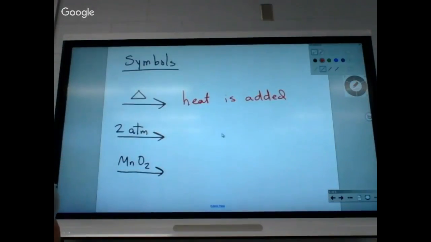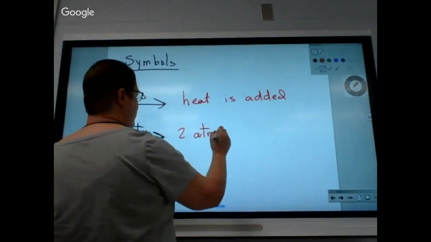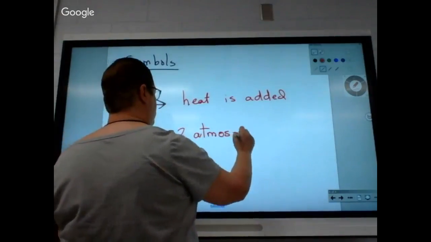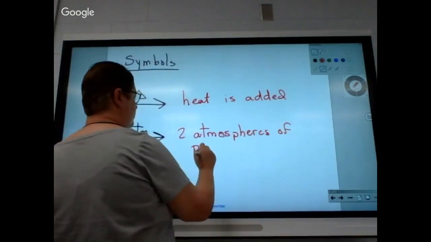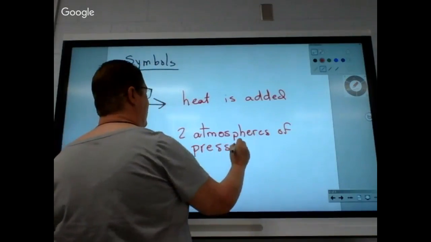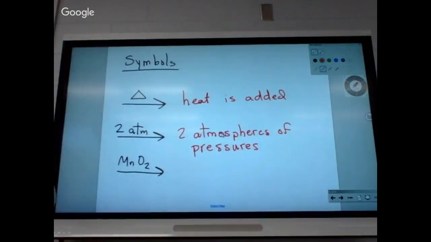2 ATM, first of all, it's not referring to a bank sign, means 2 atmospheres of pressure. Now, it does not have to say 2. The ATM stands for atmospheres of pressure. It could say 3, 4, 5. 1 atmosphere is sort of room pressure, okay?